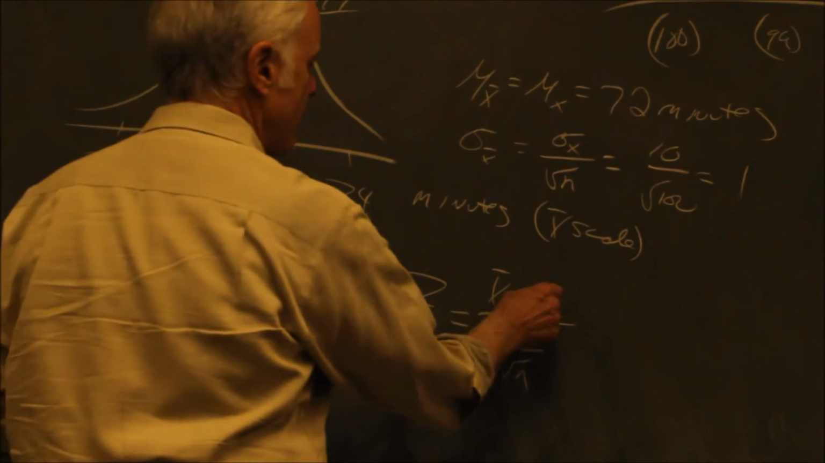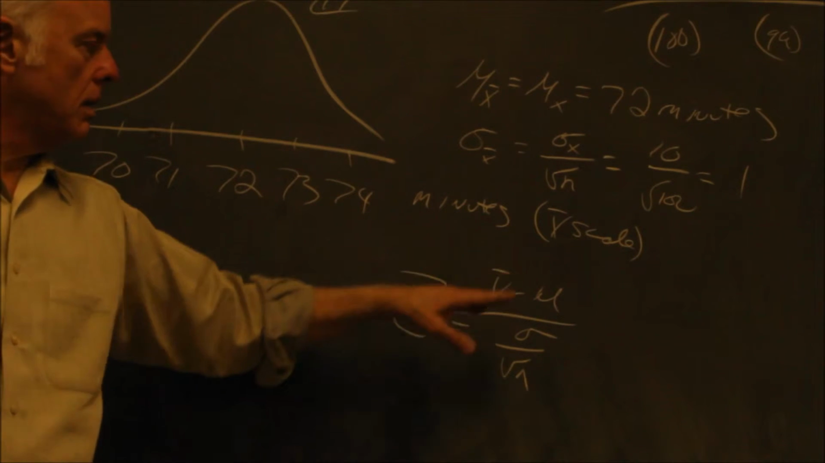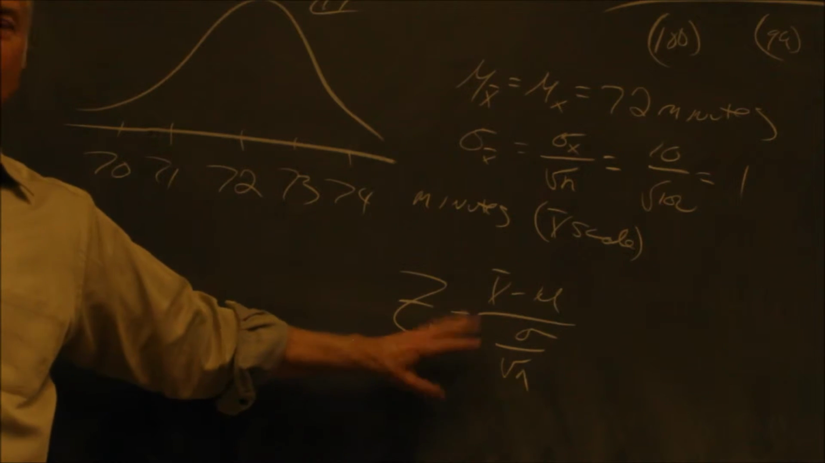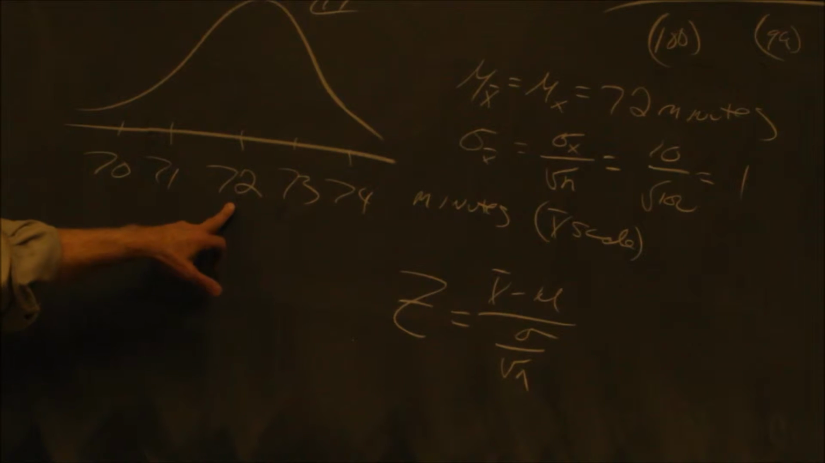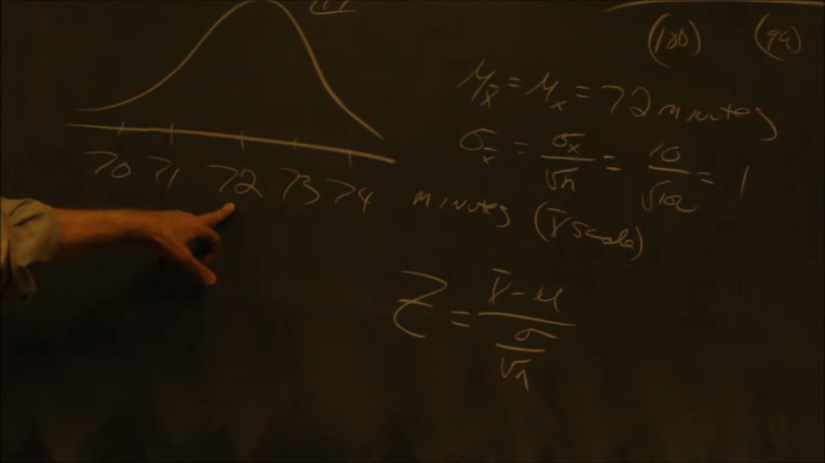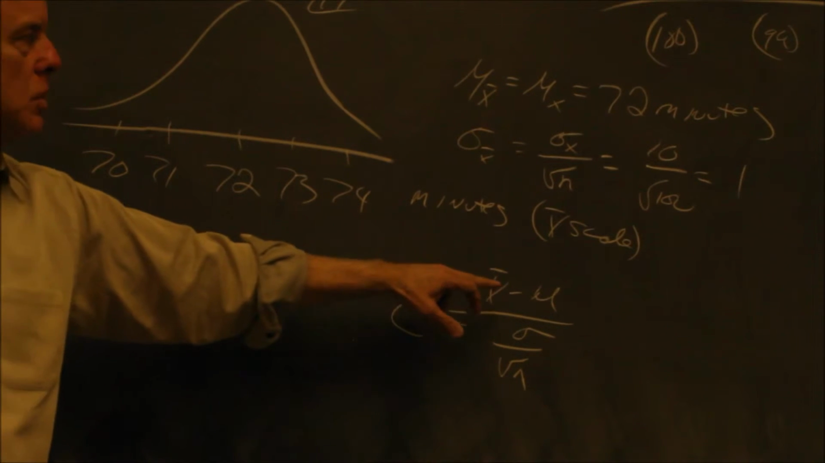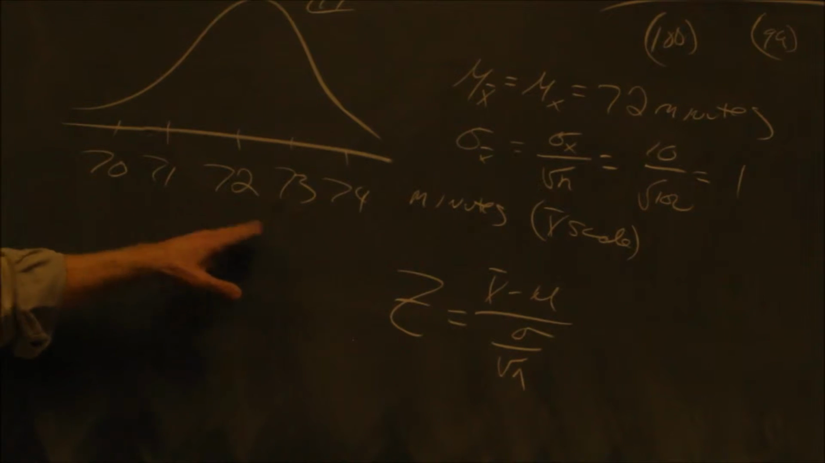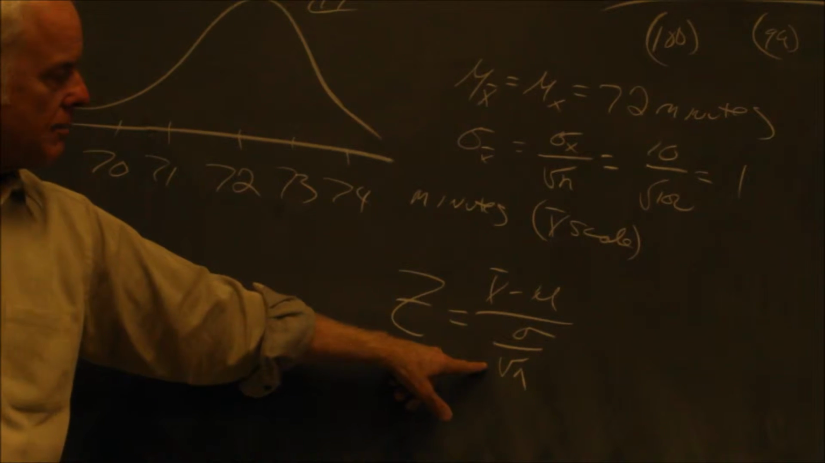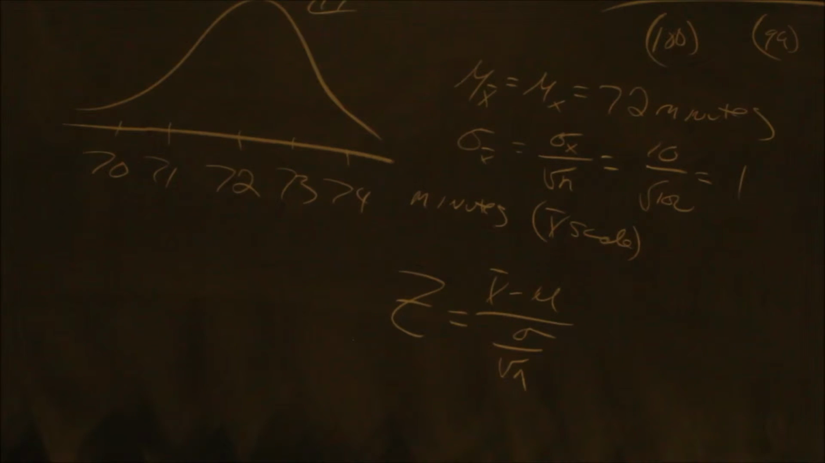That's how you go from the X bar scale to the Z scale. The formula is a little bit different. And so if I were to calculate Z for 72, it would be what? It would be 72 minus mu. What's mu? 72. What's 72 minus 72? 0. Divided by, what's sigma divided by square root of n? Already did it, it was 1. So what's 0 divided by 1?